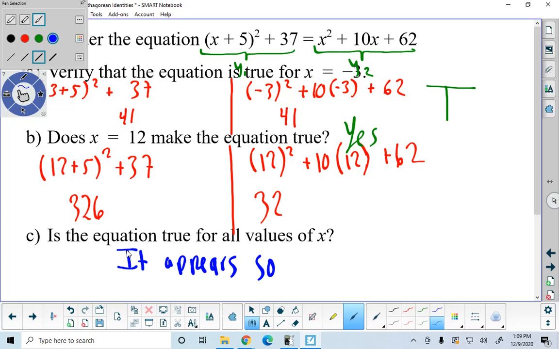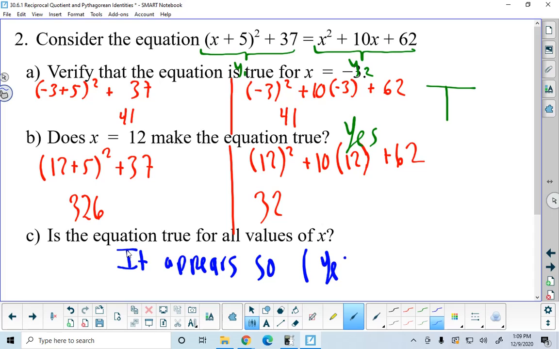And I will put the true answer in brackets. It turns out that that equation is true for all values of x. By the way, I'm going to show you a proof of why that equation is true for all values of x.